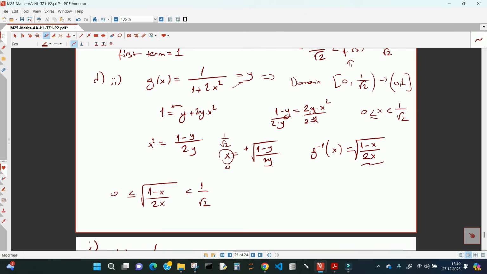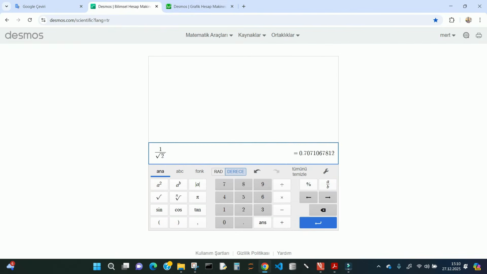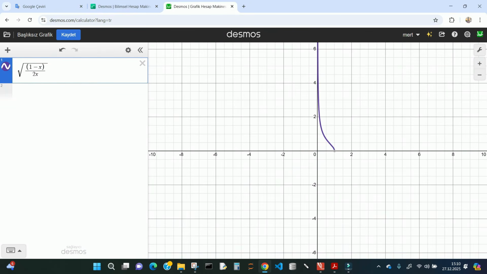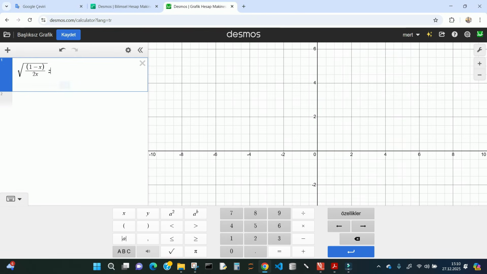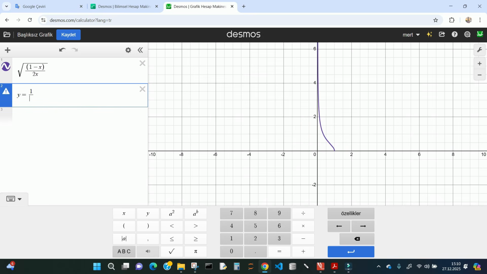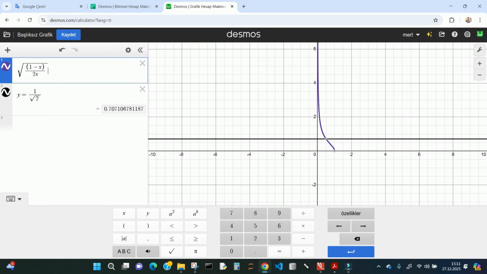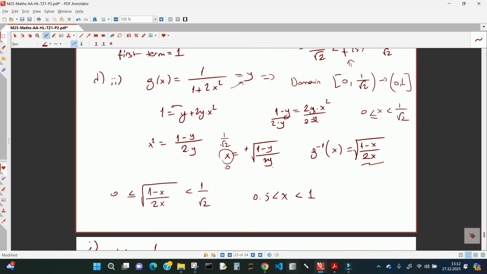For example, if we draw this function, the inverse of g of x, we're going to see this one, but the values need to be less than 1 over square root of 2, okay? First draw this and then write 1 over square root of 2. From here you can see that our graph needs to be these values, which means that x is between 0.5 and 1. Yeah, 0.5 and 1.